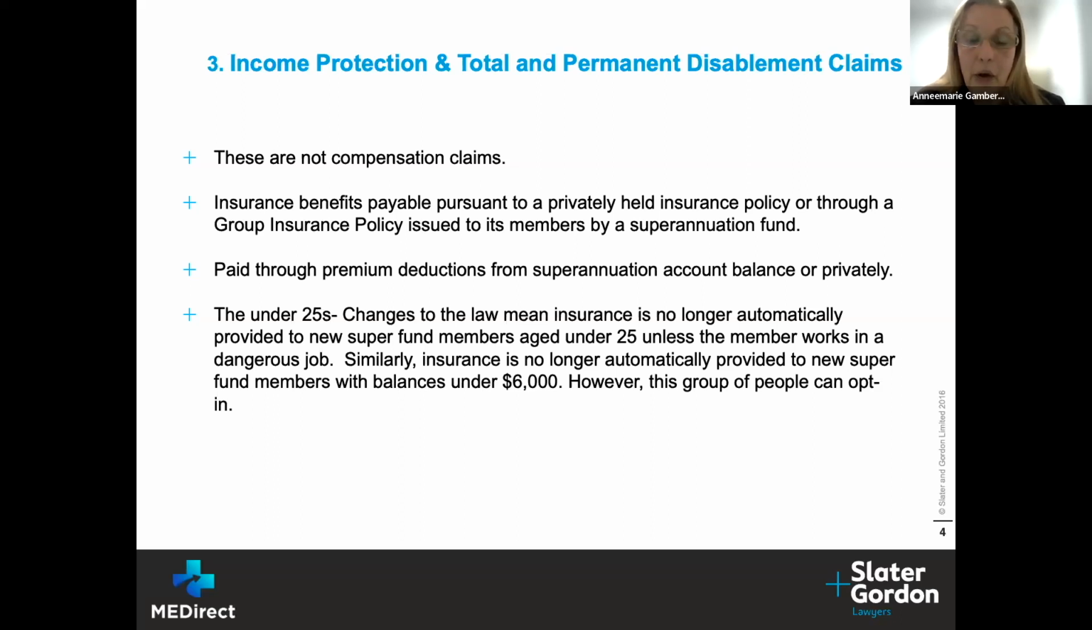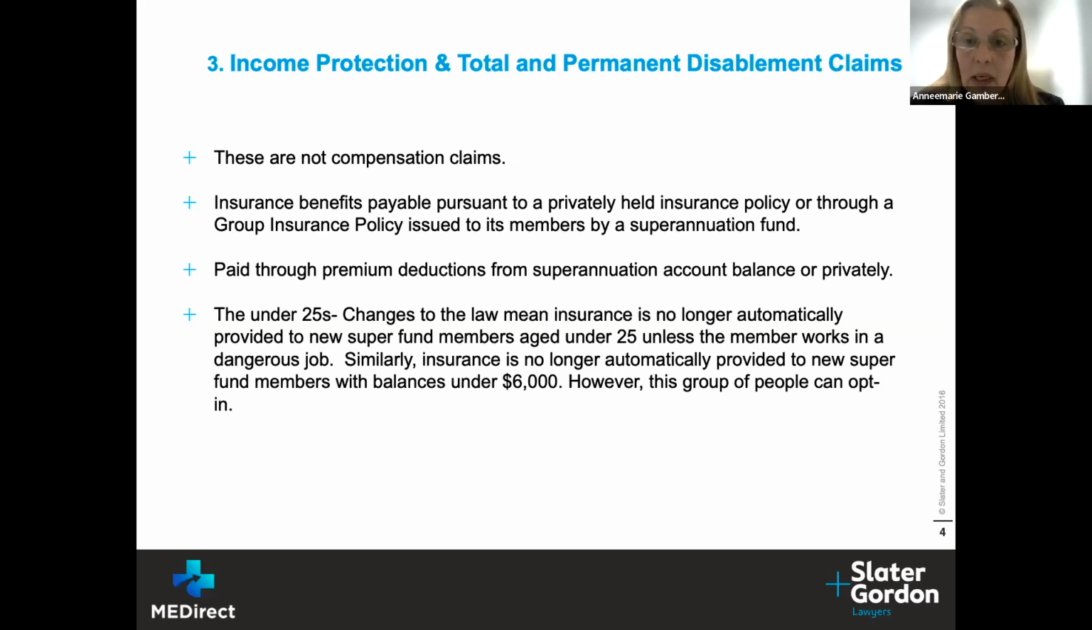They usually are earning less money. So it is considered by the government of the day at least that it was more important for their account balances to be protected rather than premiums for insurance cover being deducted. The insurance cover can be provided, but it's on an opt-in basis rather than automatically provided and then the person has to opt out. And there's also an exception for those people who are new superannuation fund members who have balances under $6,000. However, again, they can also opt in.